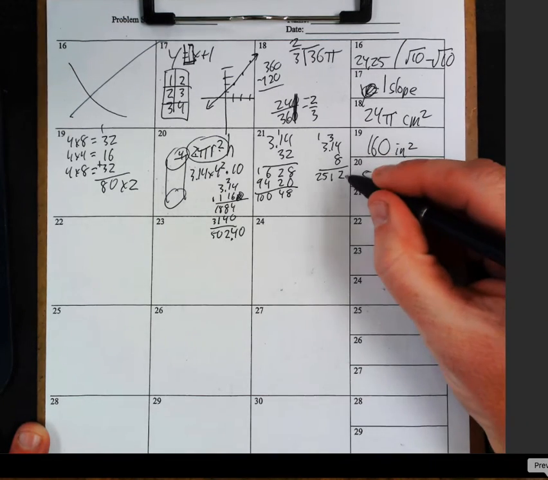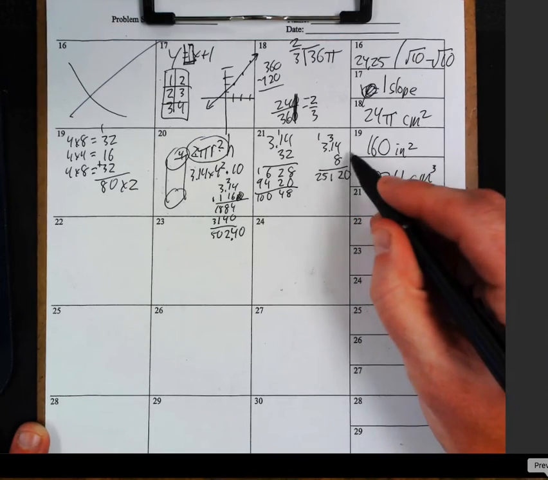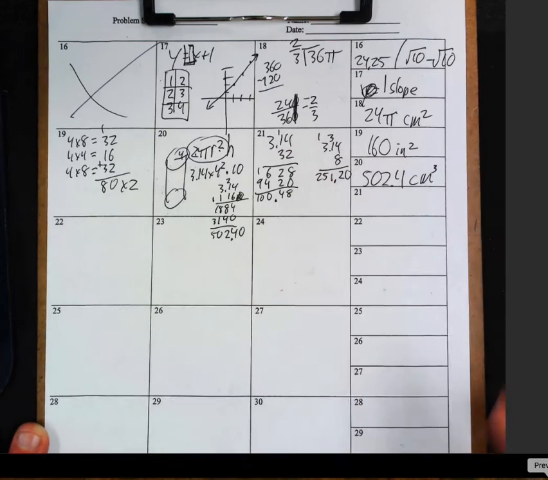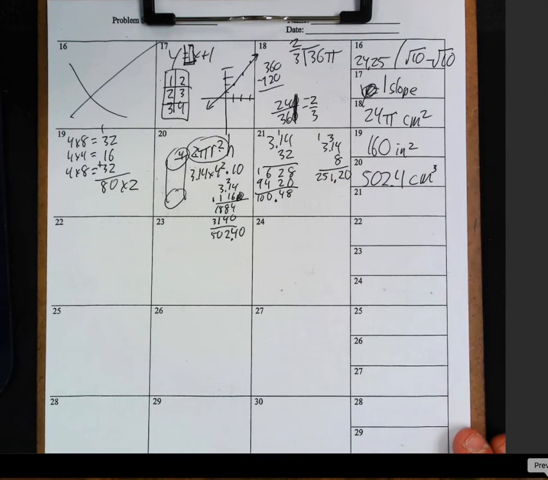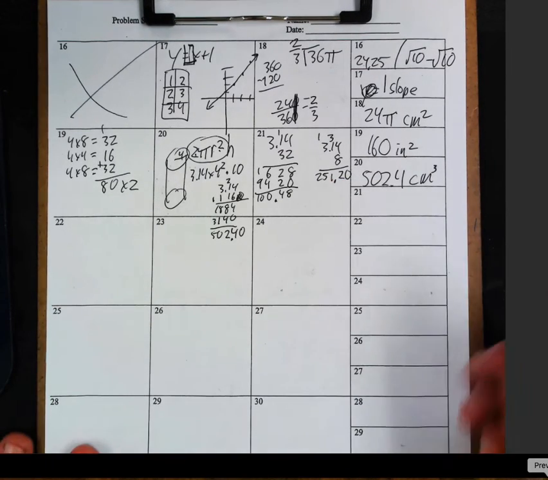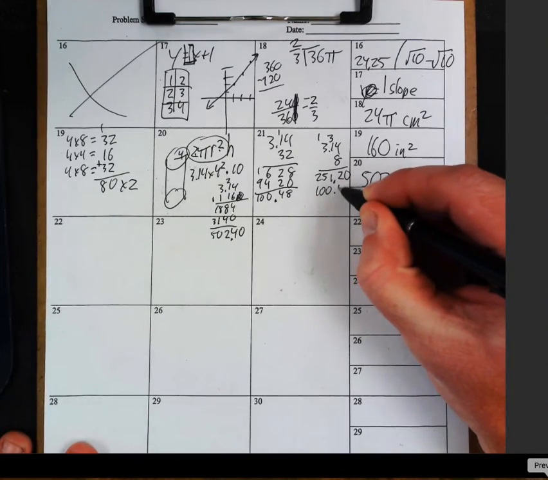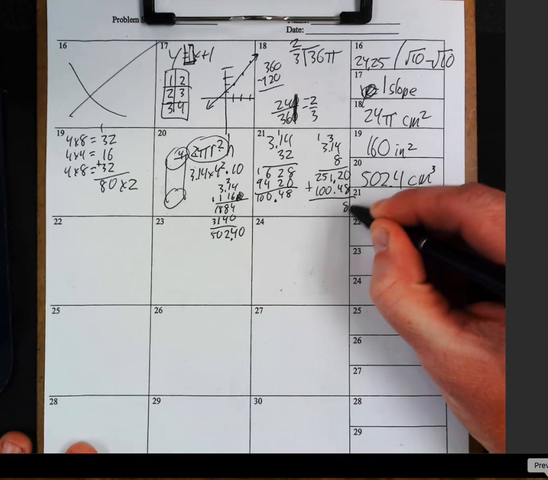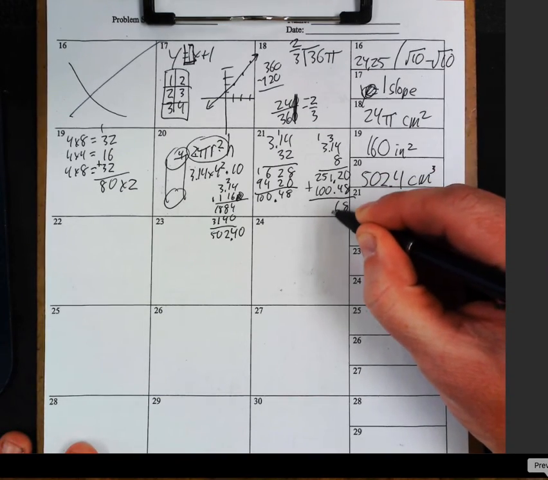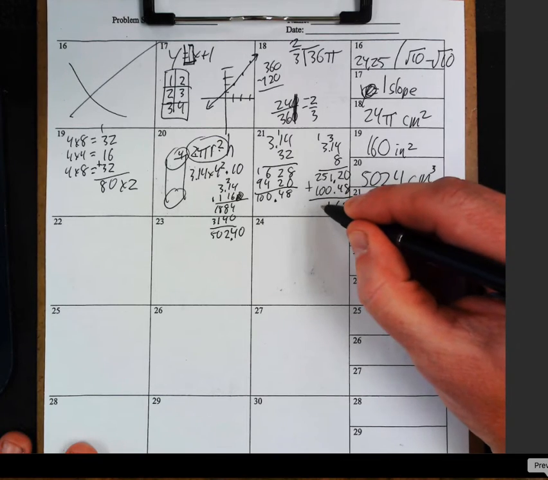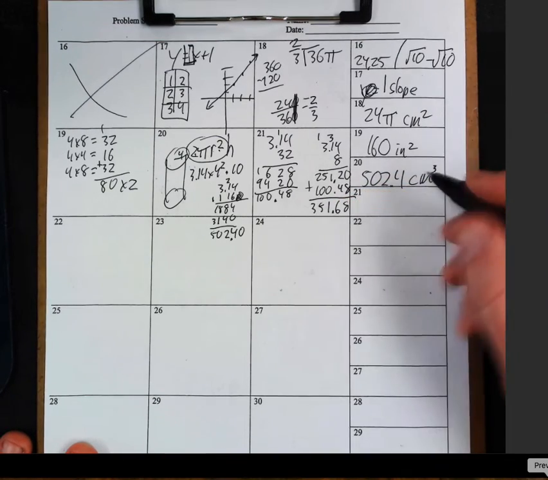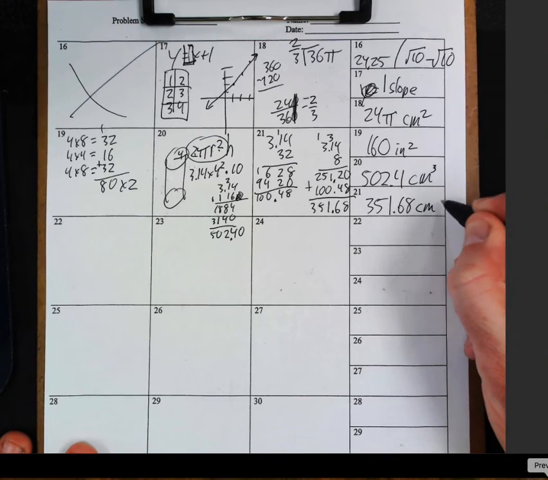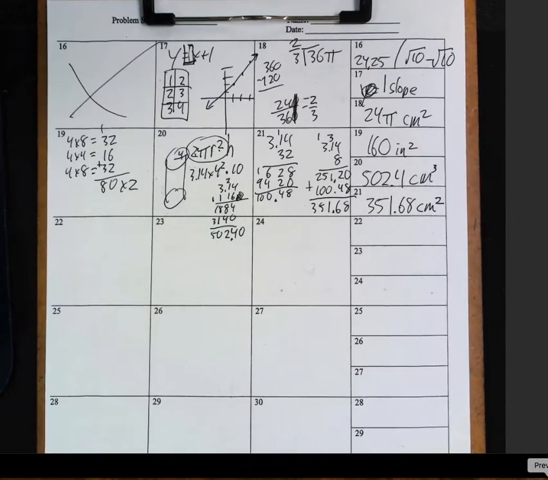So you multiply that by 10, you add on a 0. 251.2 plus 100.48. 8 nothing. 8, 2 and 4. 6. Decimal straight down. 1 and nothing. 5 and nothing. 1 and 2. 3. 351.68 centimeters squared for surface area.